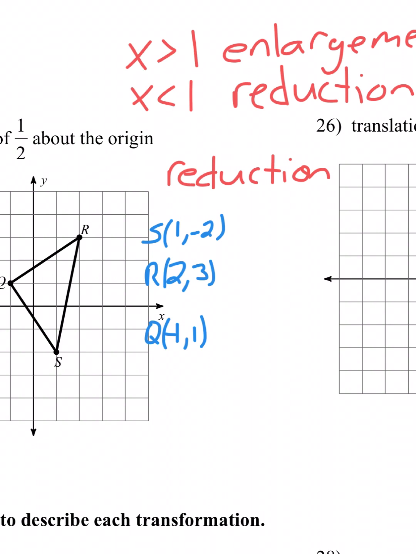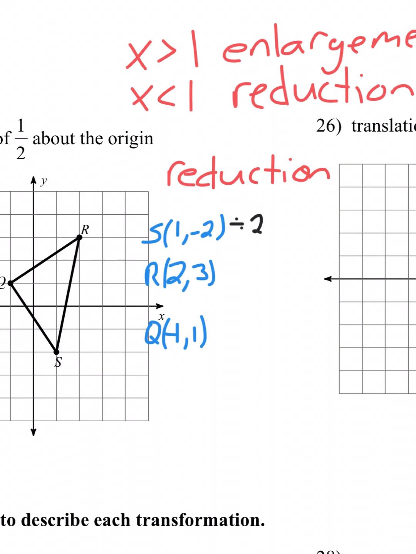What do I look for next? I'm either going to multiply or I can divide. What can I multiply by? 1/2. What can I divide by? 2. I'm going to pick divide by 2. Either way, it doesn't matter.